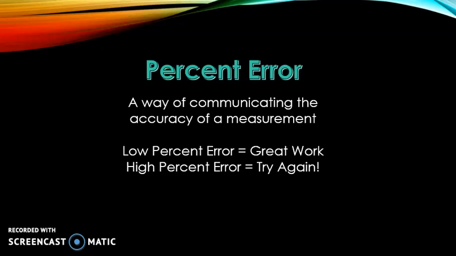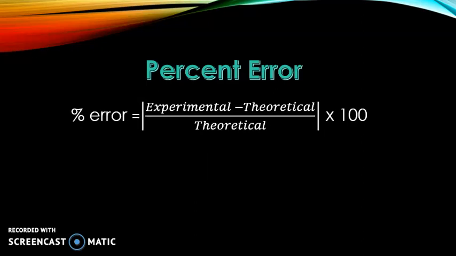Generally speaking, we want to try and keep our error definitely below 10%, and if you're below 5%, you're doing really great. A higher percent error can mean that you should probably go back and try the experiment one more time. Here's the formula for percent error. Now this one is using all of the technical jargon, and it can be a little bit confusing, and I'll break that down in just a minute. We do use the absolute value bars here.